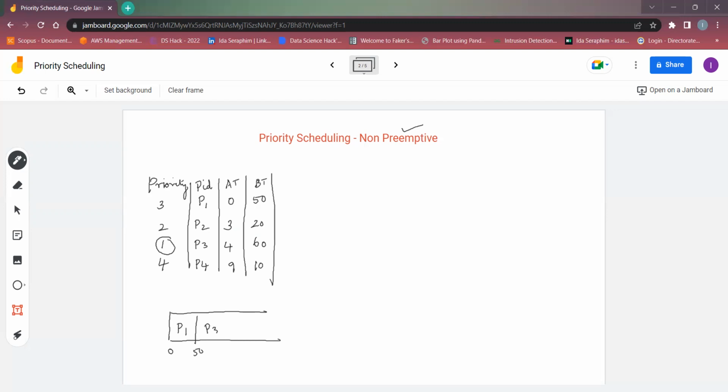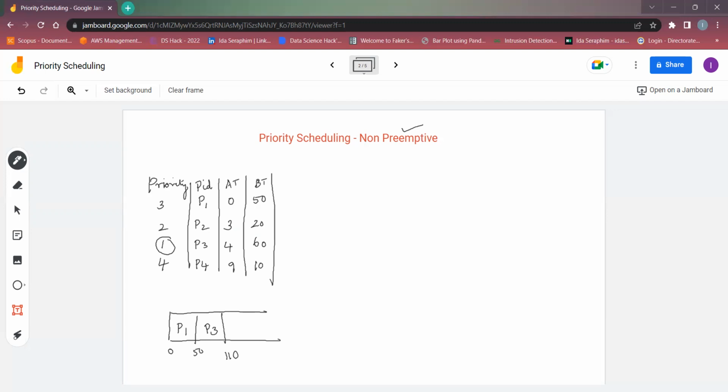Now P3 will execute. It keeps executing till 20 milliseconds. Sorry, 60 milliseconds. So it will be 50 plus 60, which is 110. Okay, and the next process to come in is P2 or P4?